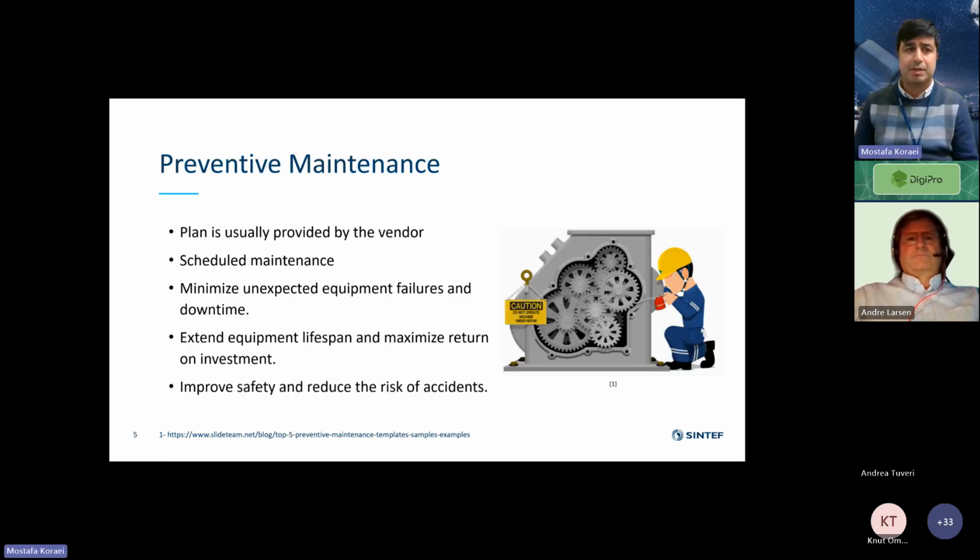To solve that problem, preventive maintenance was invented, which is what we know as planned maintenance or scheduled maintenance. The plan is usually provided by the vendor, who uses statistical data from previous failures and from several instances of the equipment to say, to be on the safe side, when you should do the repair and which kind of repair on this equipment.